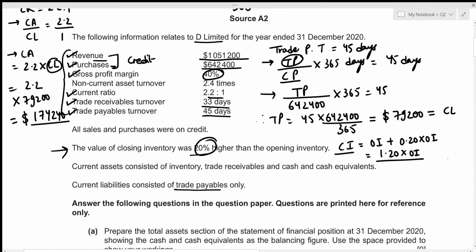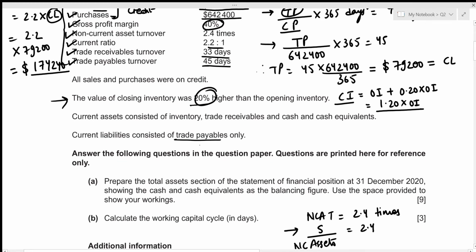All right, so we solved, or we made use of each of this information. Now let's have a look at the question. We need to prepare the total assets section of the statement of financial position at 31st December 2020, showing the cash and cash equivalents as the balancing figure. And we also need to use the space provided to do your workings. All right, so what I did was I scribbled all over the question paper. You guys should not be doing that. Do these workings in your working section.